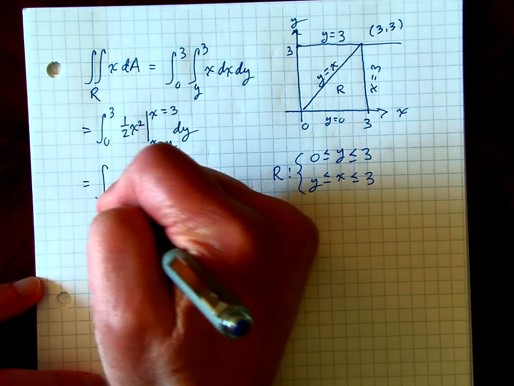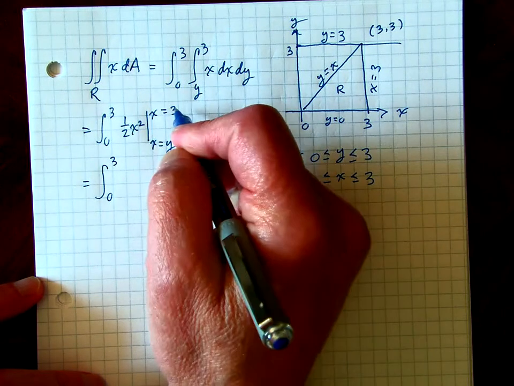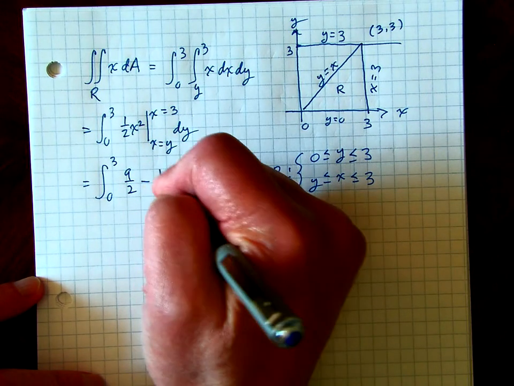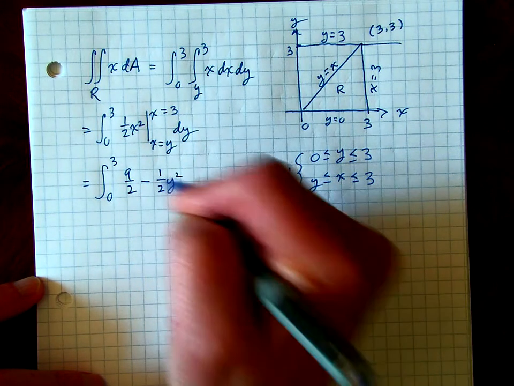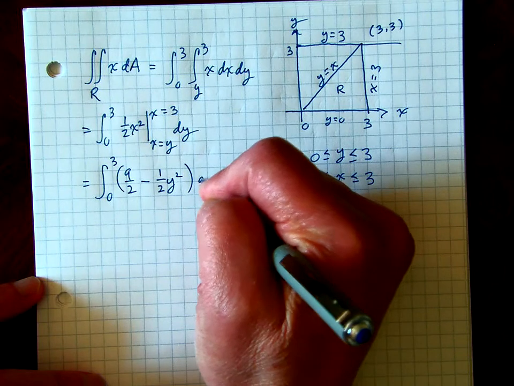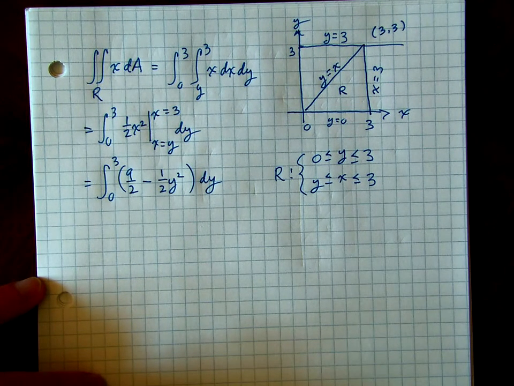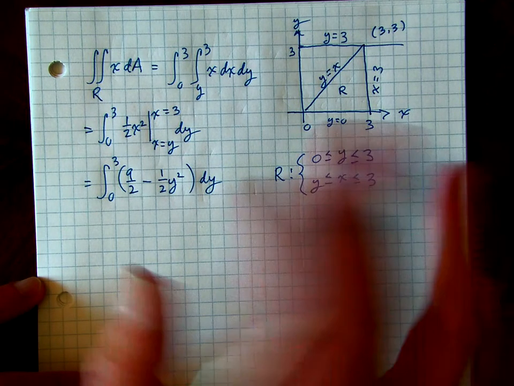So what's my new integrand? Put in the 3, I get 9/2. Put in the y, minus 1/2 y squared. And now it's time to integrate with respect to y. I'm doing the exact same integral, but with a different order of operations because I switched the x and the y.